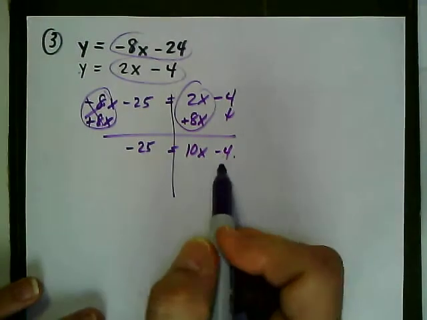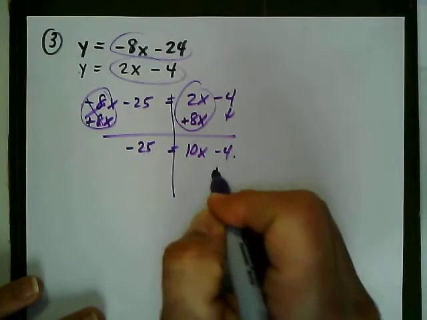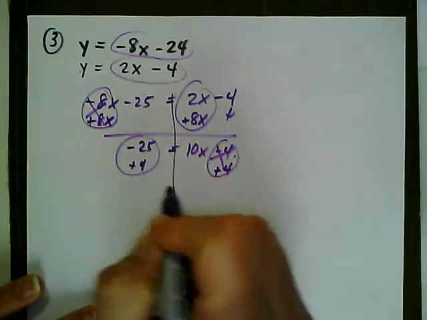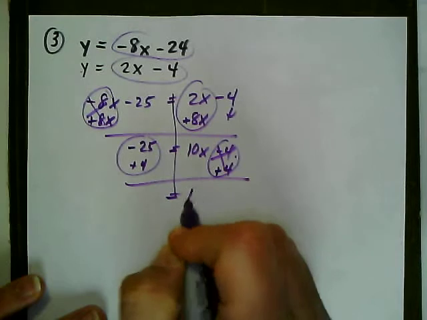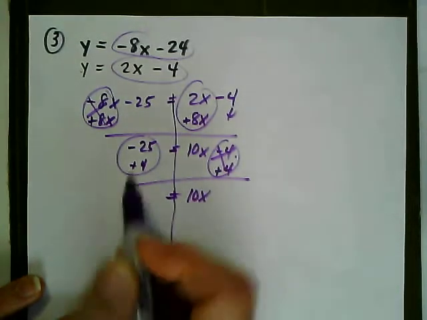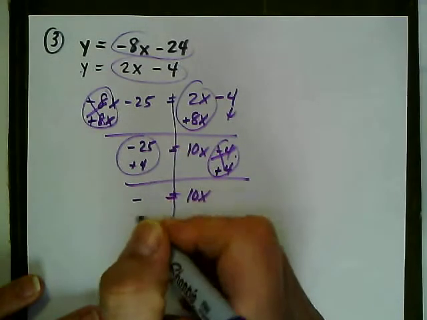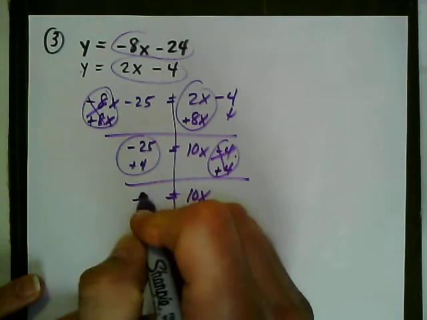Next step, get rid of what's added or subtracted. Well, it's x minus 4, so we're going to add 4. Those are gone. Bring down that 10x. Negative 25 plus 4 is negative 21.